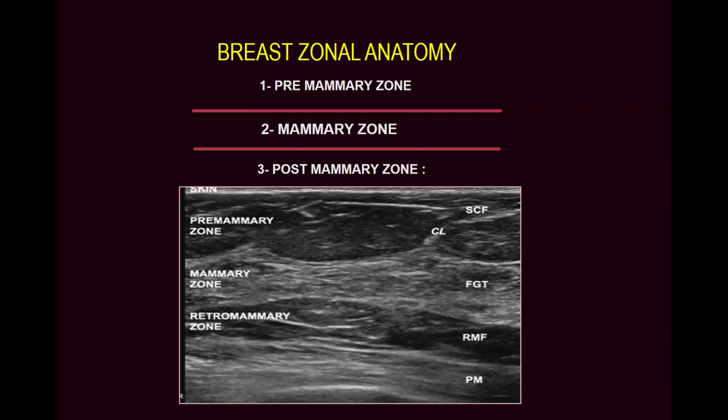Okay, so regarding the breast zonal anatomy, we have three zones. We have the pre-mammary and retro-mammary zones, and the mammary zone is in between. This is a partially involuted breast with a moderately thick layer of mammary zone. So we can see an abundant fatty layer in the pre-mammary zone and a good amount of retro-mammary zone, obviously visualized.